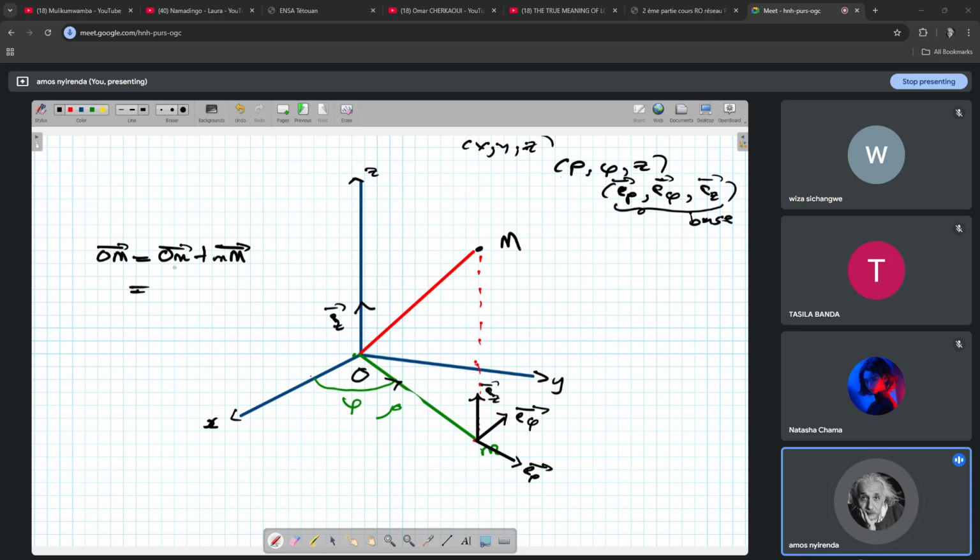Okay. Now we know that OM here is rho. OM is rho, but it's a vector, so you have to also indicate the unit vector. The unit vector in the direction of rho is u rho. So we have rho, and then we're going to have the unit vector rho, like so.